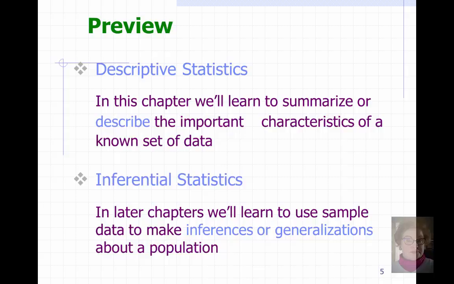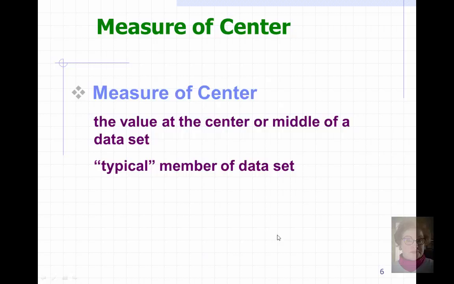Now, what we are doing in this chapter is descriptive statistics. That means we are simply summarizing or describing the important characteristics of our data sets. What we'll be doing in the second half of the course is using inferential statistics, which means we are going to use our numbers to help us make generalizations about a population. We're going to use our numbers to help us make decisions.